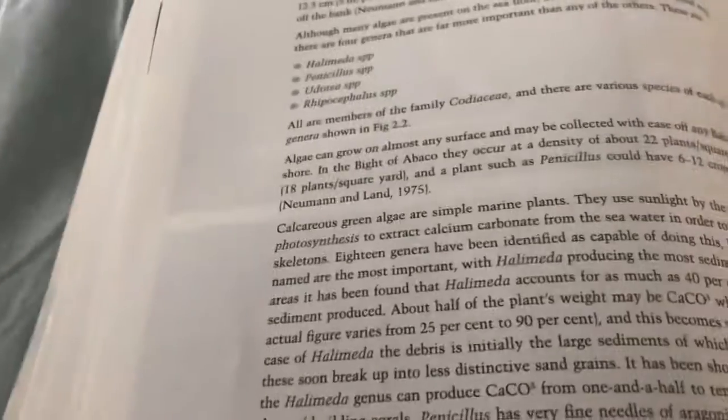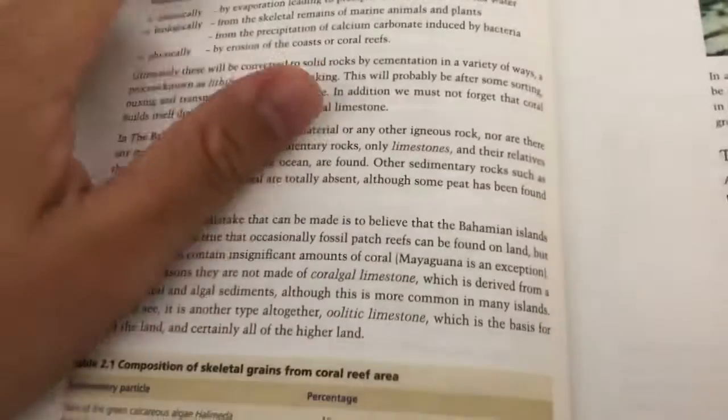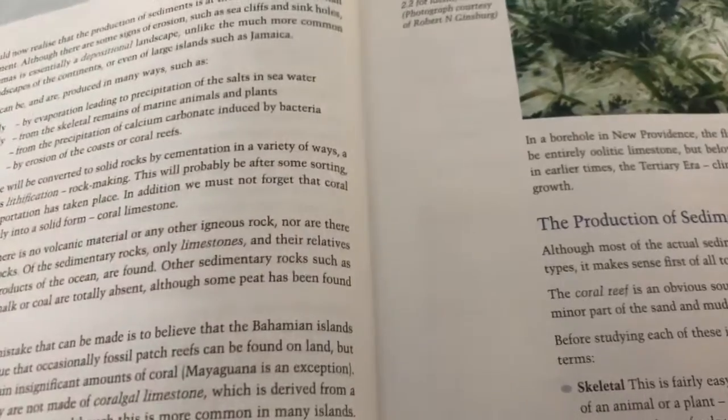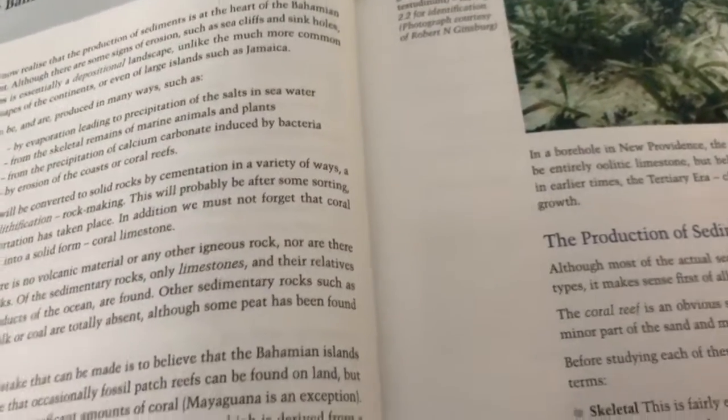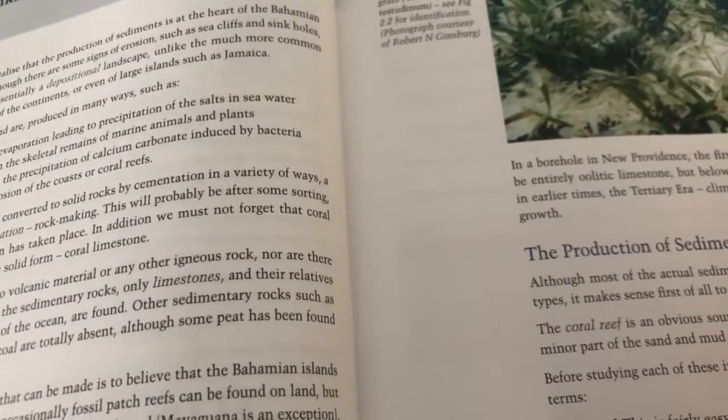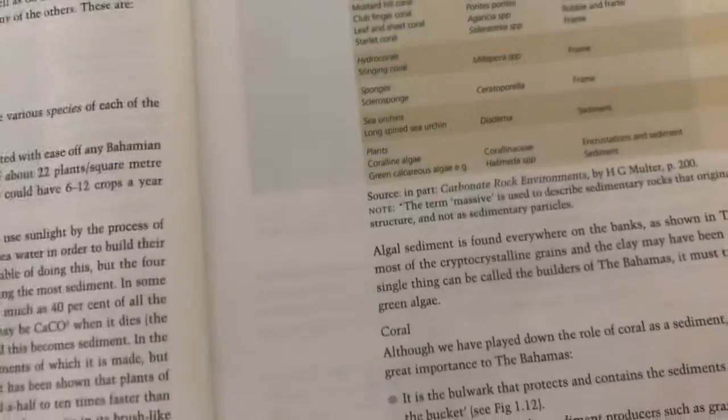Now, I think this book goes into detail. It talks about when they've drilled into the ground, and I'll come back to that in a second. They've drilled into the ground and seen that most of the ground is made of this oolithic limestone. So let's go into a bit more detail about that.